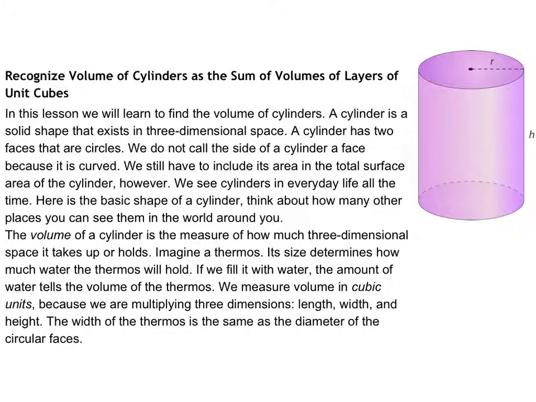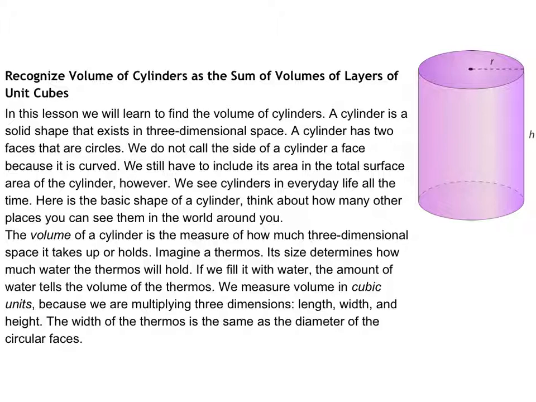In this lesson, we will learn to find the volume of cylinders. A cylinder is a solid shape that exists in three-dimensional space. A cylinder has two faces that are circles. We do not call the side of the cylinder a face because it's curved. We still have to include its area in the total volume of the cylinder, however. We see cylinders in everyday life all the time. Here's a basic shape of a cylinder. Think about how many other places you can see them in the world around you.